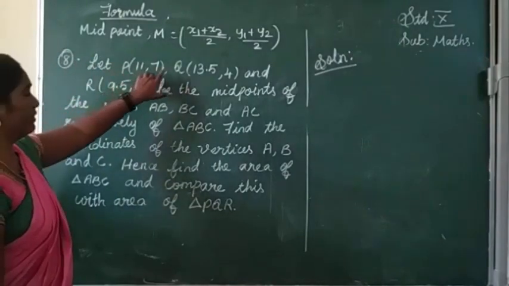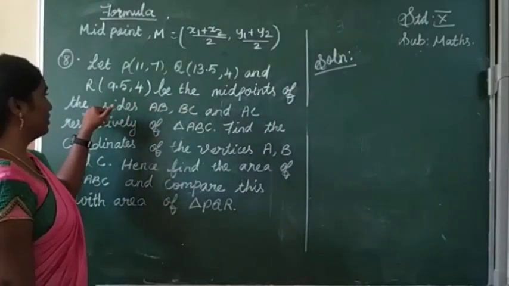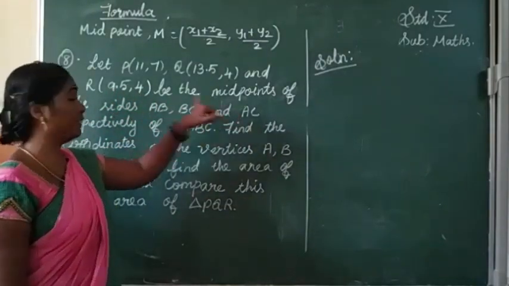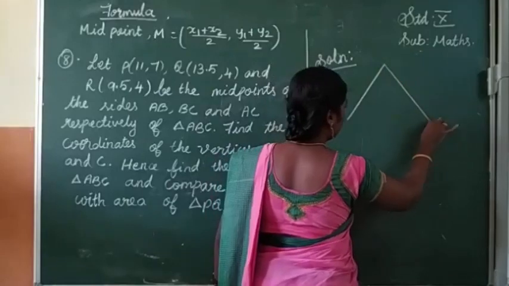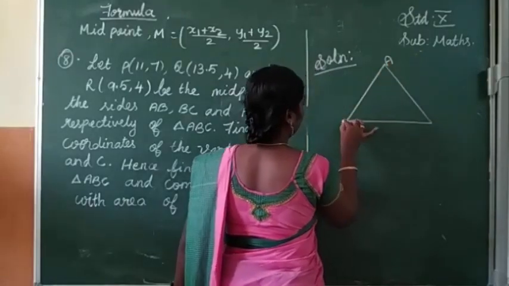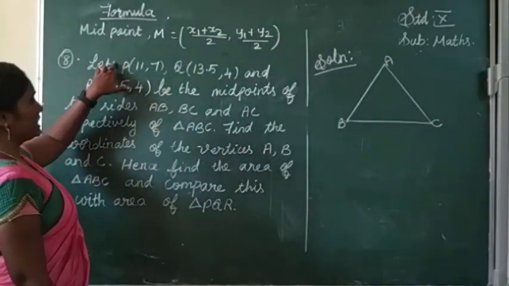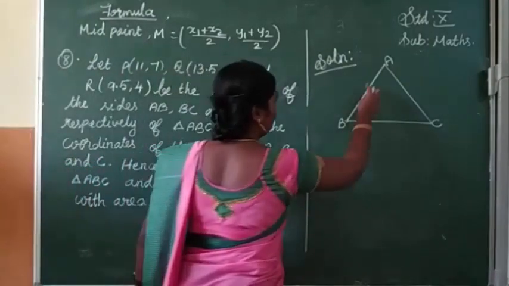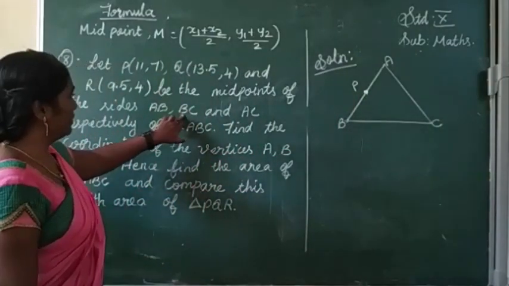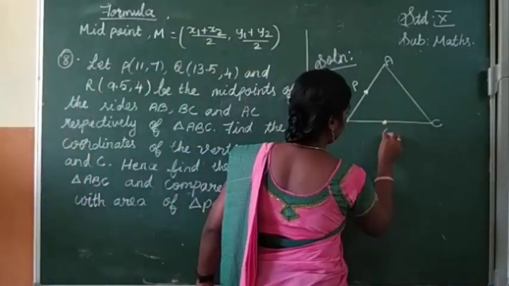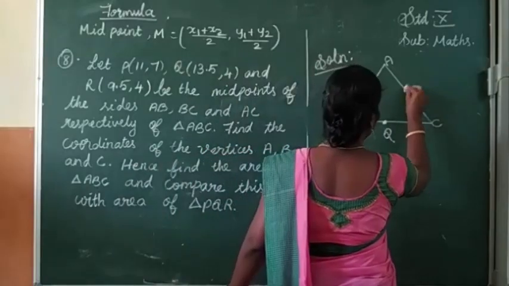Let P(11, 7), Q(13.5, 4) and R(9.5, 4) be the midpoints of the sides AB, BC, AC respectively of triangle ABC. So one triangle is there, and that triangle's name is ABC. Listen carefully. The midpoint of side AB is P. Midpoint means center. Next, the midpoint of side BC is Q. Then the midpoint of AC is R.